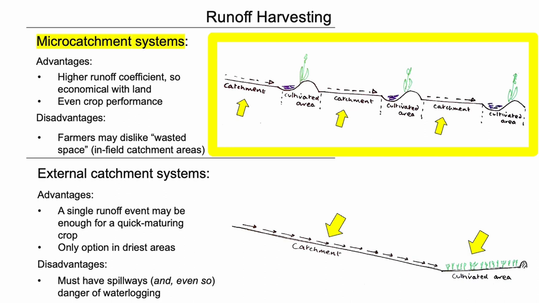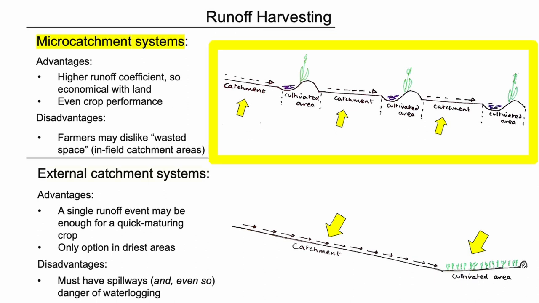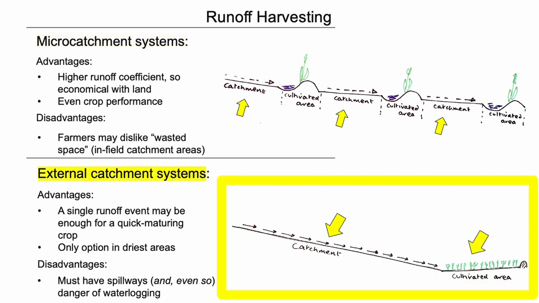Microcatchment systems are inherently more efficient because a greater proportion of runoff is harvested. That's because it has less distance to travel and therefore less chance to infiltrate into the catchment area. But farmers may not like large spaces between crop lines. External catchment systems, on the other hand, can sometimes yield a crop from a single runoff event, but they need spillways, and there's a danger of waterlogging if too much rainfall is harvested.